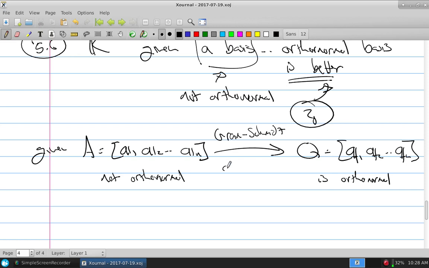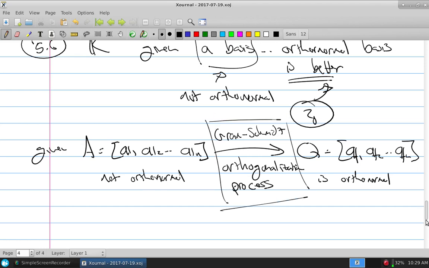Gram-Schmidt orthogonalization process. So if I have a bunch of vectors that are a basis, but they're not orthonormal, can I do something so that I spit out another basis that is orthonormal, where every one of these column vectors are orthogonal to one another and they're all of length 1? And the process that we'll learn is the Gram-Schmidt orthogonalization process.